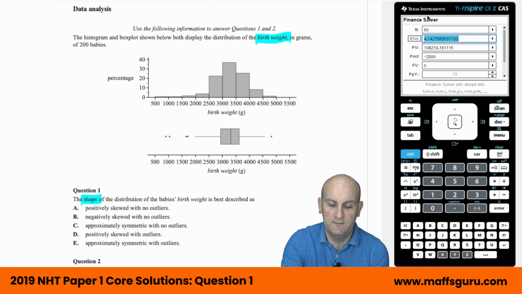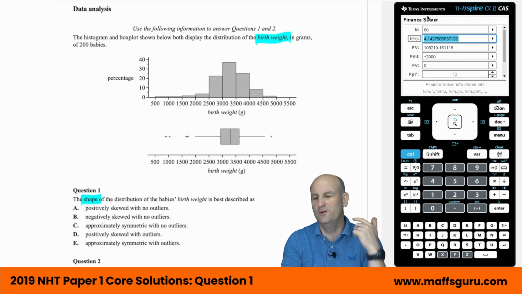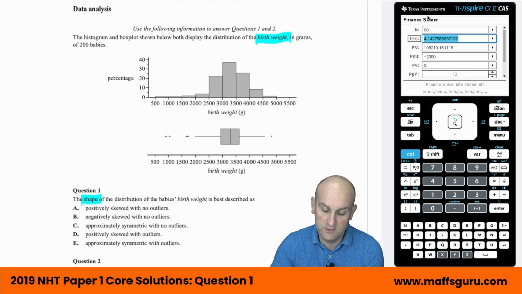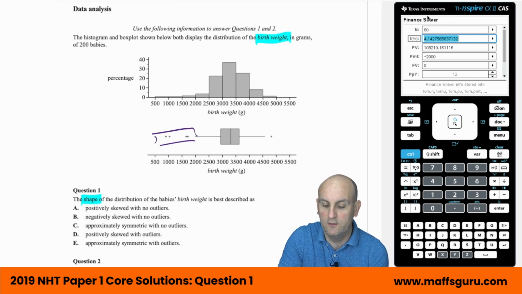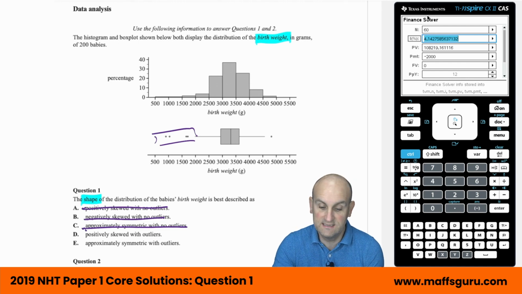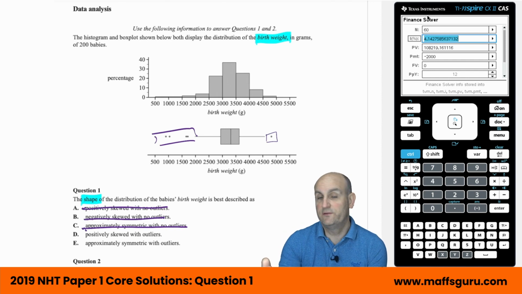So the minute I think about shape, I'm thinking about positive skew, negative skew, or symmetrical. The shape of the distribution of the baby's birth weight is best described as positively skewed with no outliers. Rubbish, there are absolutely outliers. So fingers crossed every one of you knows that those dots there mean there are outliers. So anything that says no outliers cannot be true, because there are definitely outliers there. There's also one here. So that gives an answer between 2.